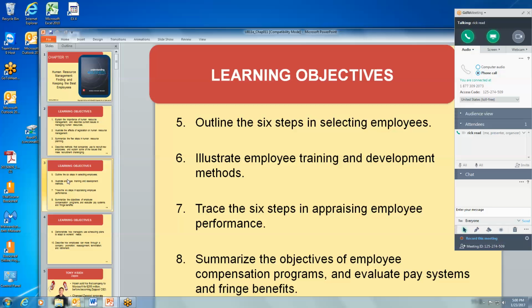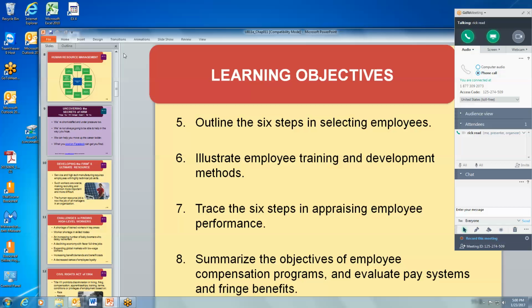And then finally, we'll summarize objectives of employee compensation programs and evaluate, to some extent, pay systems and fringe benefits. All right, so let's move into Chapter 11.